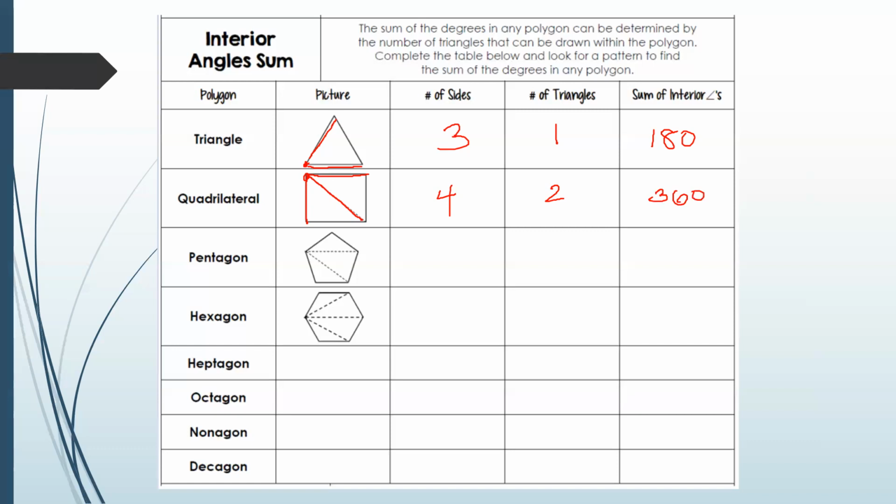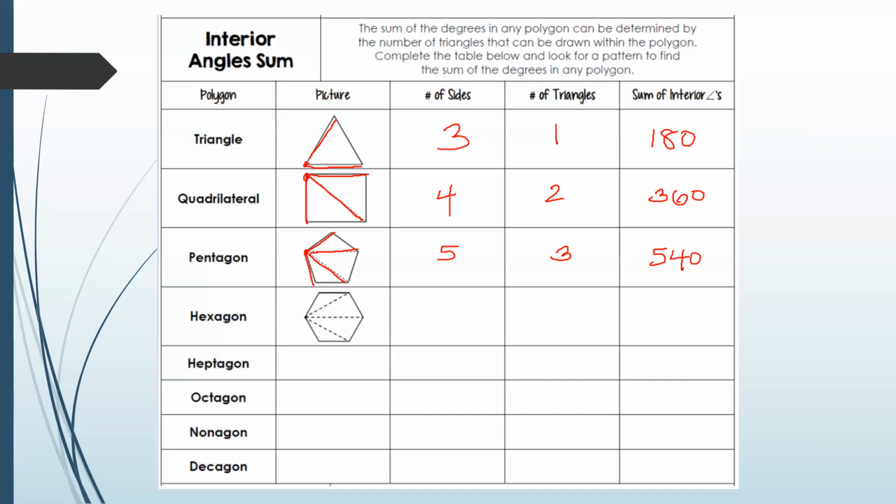Let's look at the pentagon. Pick 1 vertex and connect it to the other vertices. How many triangles have we just created? We've just created 3 triangles. A pentagon has 5 sides. Have you figured out the pattern? I'll tell you that the sum of interior angles of a pentagon is 540. Maybe that will help figure out that pattern.